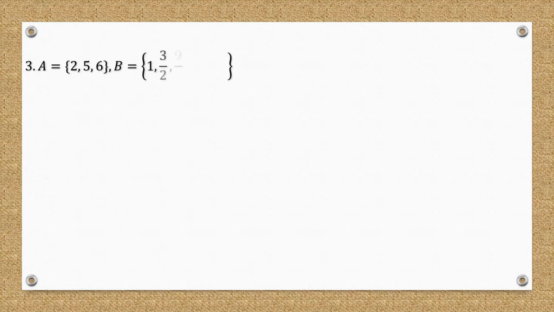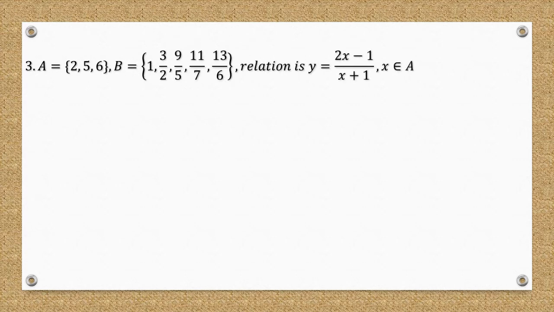Third question, the set A is 2, 5, 6. Set B is 1, 3 upon 2, 9 upon 5, 11 upon 7, 13 upon 6. The relationship is (2x minus 1) upon (x plus 1). Now you might be wondering that we have 3 values in the set A, whereas we have 5 values in the set B. But the condition here is that all the values of set A and its images must belong to set B. We don't have a condition that all the values of set B must be connected with A. All the values of A must be connected with set B.